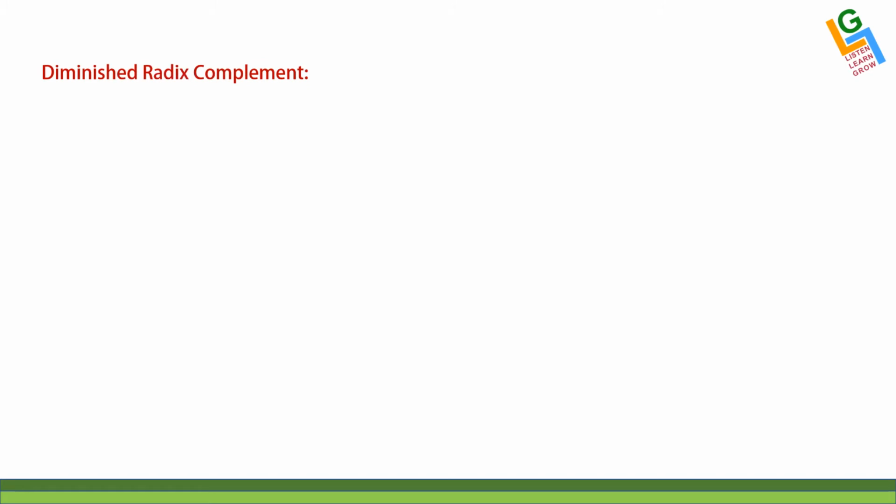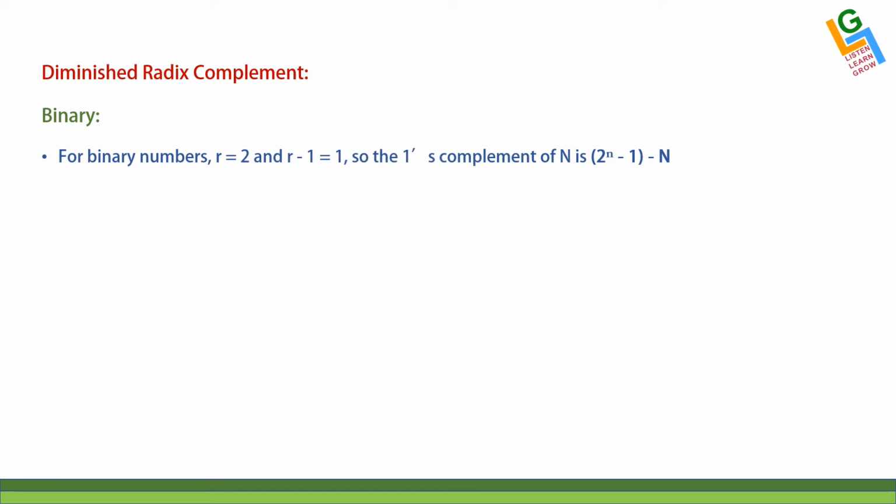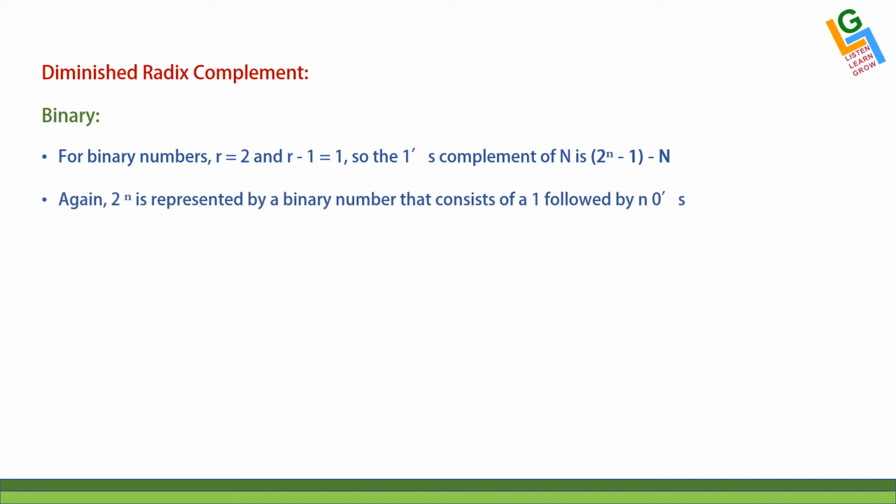Diminished radix complement for binary. For binary numbers, r equals 2 and r minus 1 equals 1. So the 1's complement of N is 2 power n minus 1 minus N. Again, 2 power n is represented by a binary number that consists of a 1 followed by n zeros. 2 power n minus 1 is a binary number represented by n ones.